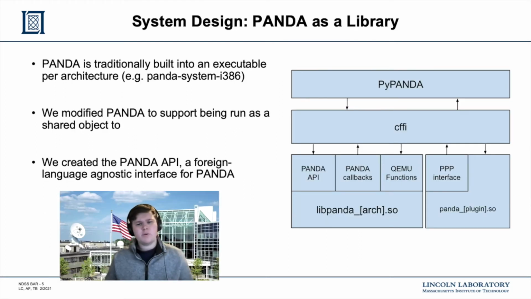With these goals in mind, we worked towards our first component, Panda as a library. Panda is traditionally built into an executable for each architecture target. We modified Panda to support targeting a shared object, which included adding the Panda API. The Panda API enables external scripting languages to do things such as start or stop an execution or a recording or a replay. It also exposes core functionalities such as reading virtual memory.